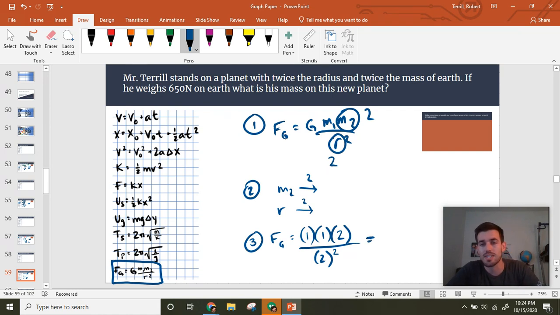It's a mathematical operation that has to stay in here. So when I simplify this down, this becomes 2 over 4, or 1/2. I just changed my right side by a factor of 1/2. That means I have to change my left side by a factor of 1/2. So if it was 650 before, now it's half of that, or 325 newtons.